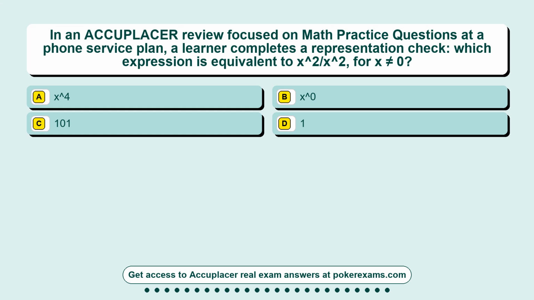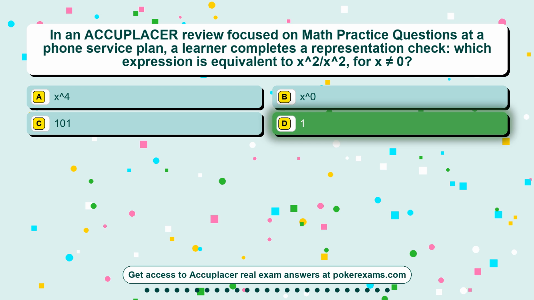Question 9. In an Accuplacer review focused on math practice questions at a phone service plan, a learner completes a representation check. Which expression is equivalent to x^2/x^2, for x not equal to 0? Option A, x^4. Option B, x^0. Option C, 101. Option D, 1. The correct answer is option D, 1.